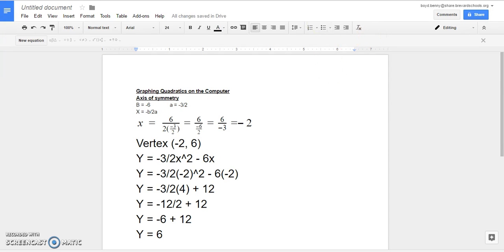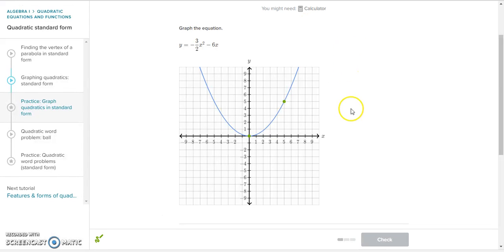Alright, now I'll go back to my graph and graph that. So negative 2 comma 6 would be left 2 and up 6. Now, I need another point in order to graph this equation. The easiest point to graph is the y-intercept. So I'll go back to my scratch pad and find the y-intercept.